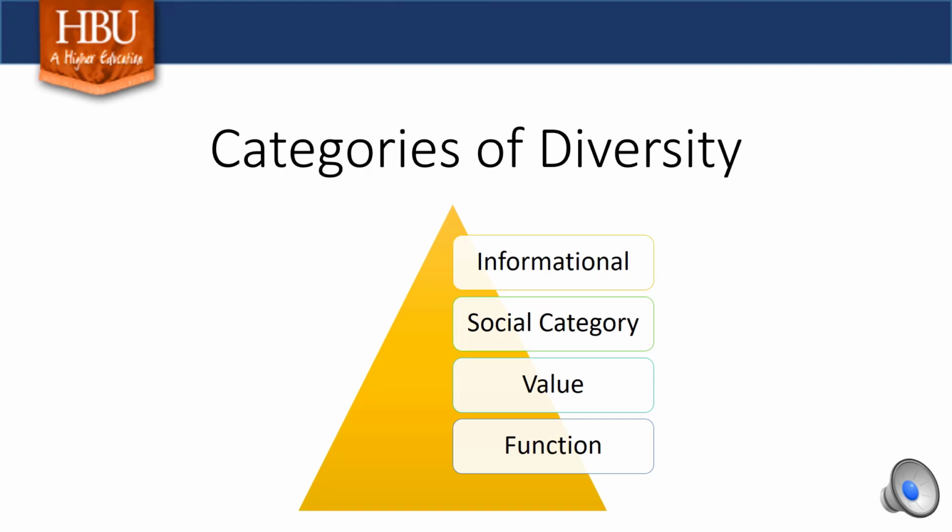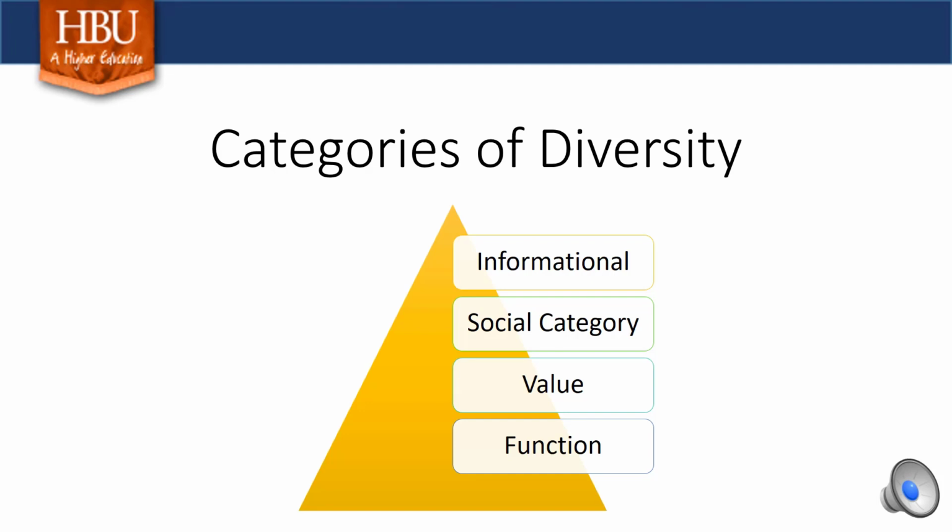Let's also consider our 4 categories of diversity: informational, social category, value, and functional. Informational diversity refers to differences in knowledge and perspectives that members bring to the group. And this may arise from differences in education, experience, and expertise. Social category diversity is born out of membership in specific social categories, such as race and gender.